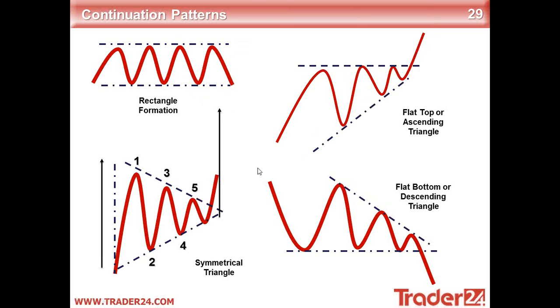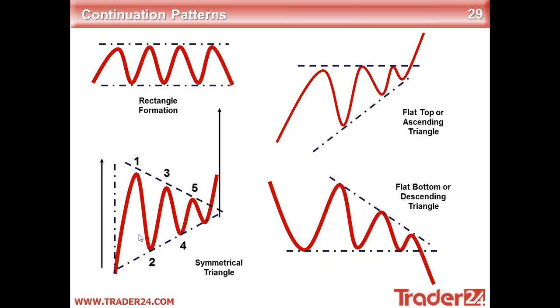Conversely, with a flat bottom or a descending triangle, we'll see a downtrend hitting a level of support, and as the downtrend continues towards the apex, it has no choice but to break through to the downside, and we will continue on that downtrend and actually sell this particular trade here.